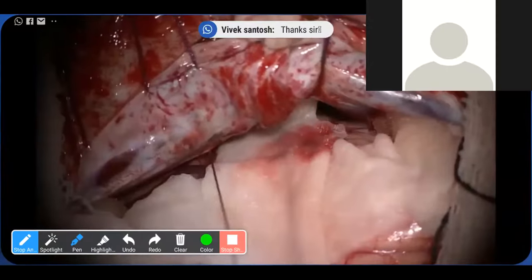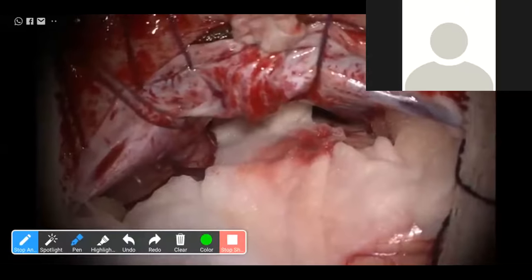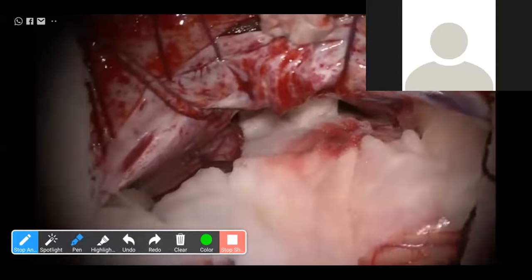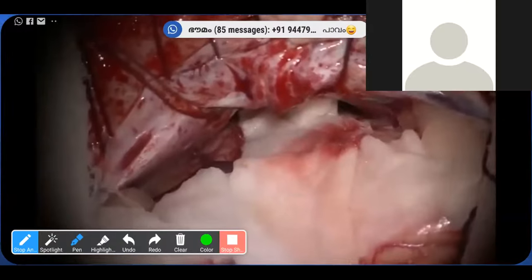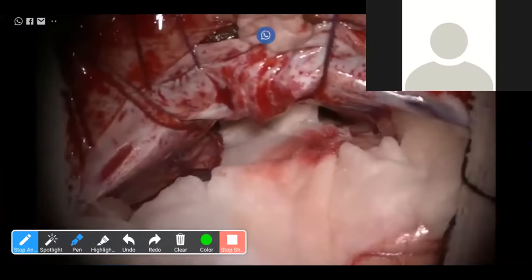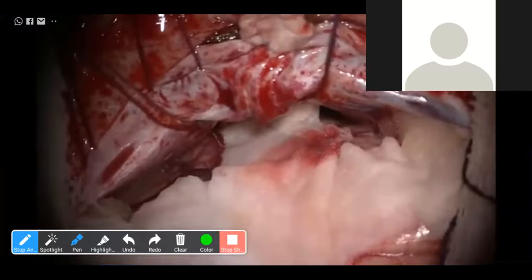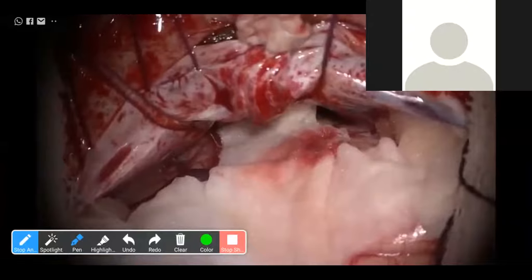Once the tack-up sutures for the sinus are done, this approach is a beautiful approach. The only thing is the reach. That is why sometimes you have to use an endoscope. With the microscope, the reach is very, very difficult. Unless you have long arms, it's a bit of a difficult approach. So you have to go forward and it has to be slow. That is the main thing about it.